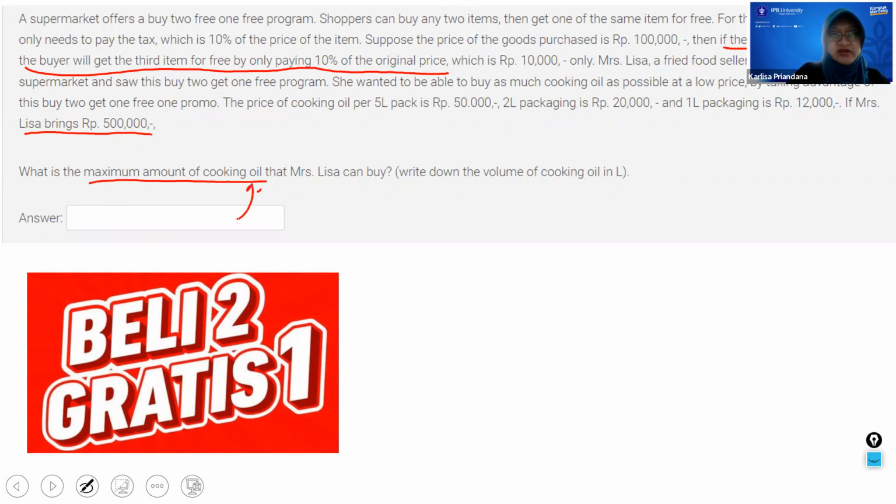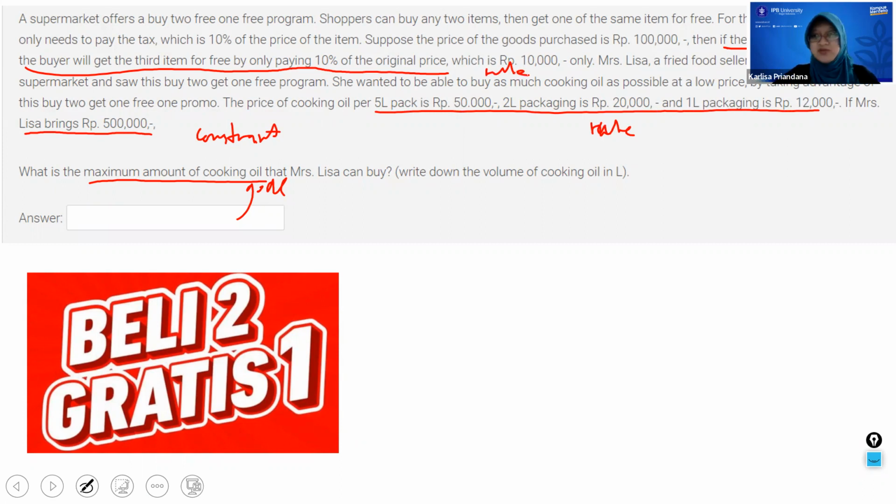Okay, so I will mark here, this is the goal. This is the constraint, only have 500,000 rupiah. This is the rule of the game. You can also say that this is also the constraint, this is also the rule. So we have several rules there: one constraint, which is 500,000 rupiah, and then one goal, maximum amount of cooking oil.